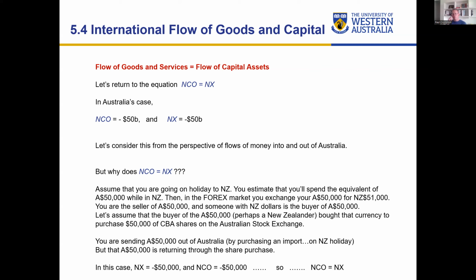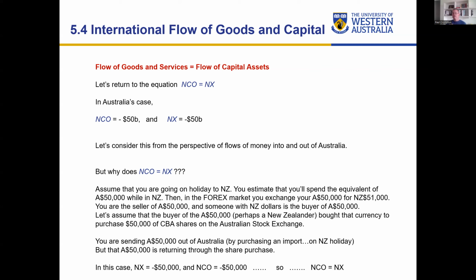So look what's happening here from one perspective. You are in effect taking 50,000 Australian dollars and spending that money overseas, or the equivalent of that money overseas. But in order to actually spend that money overseas, you need to exchange it for foreign currency first. And so the buyer of your $50,000, that is the person that will supply you with the $51,000 New Zealand currency, they will take that $50,000 Australian and purchase it off you, but then they'll use it to buy something Australian.